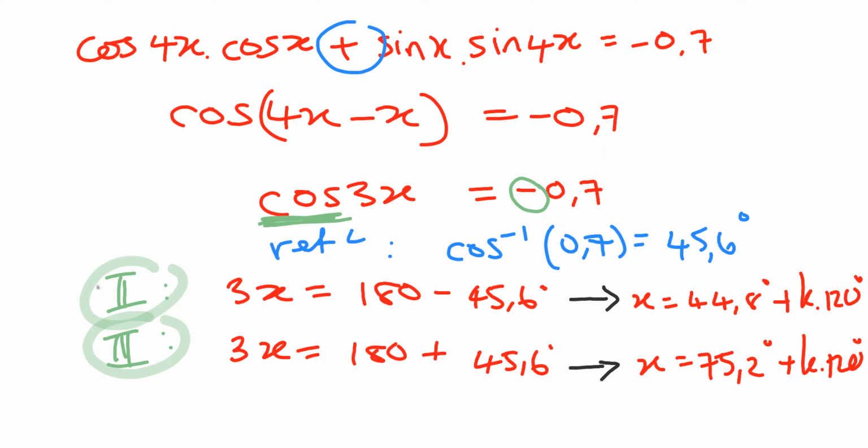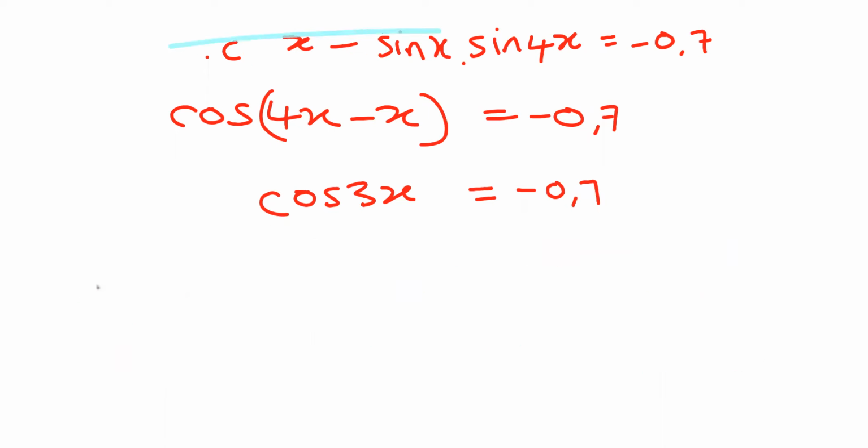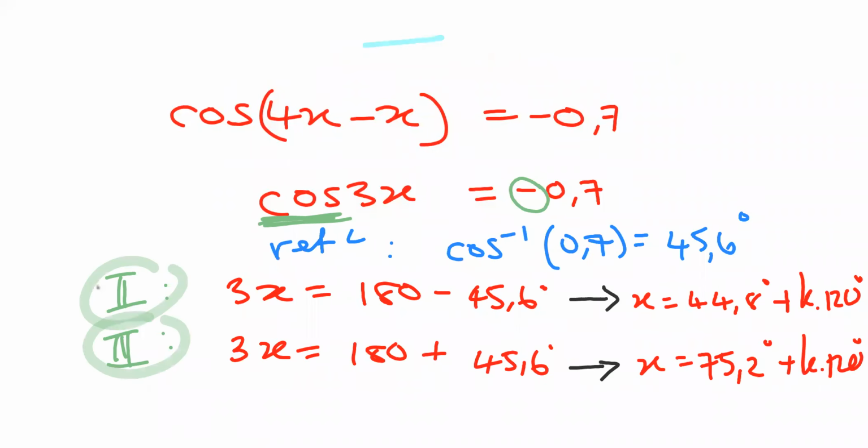And why are we saying plus k 120? That's because we divided by 3. Usually for the cos graph, we will say plus k 360. But in this case, we say plus k 120 because we divided it by 3. Okay, brilliant. I think we're going to do the last question now.